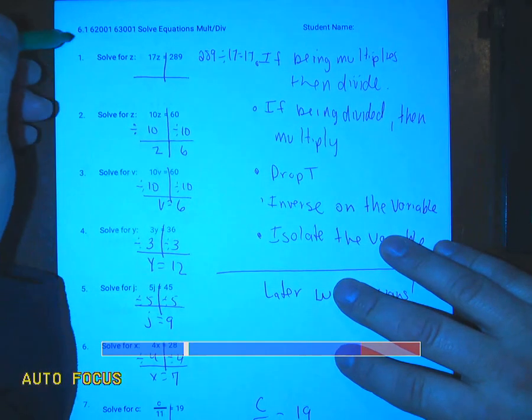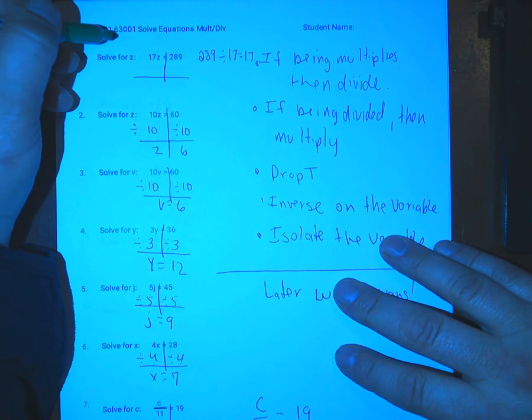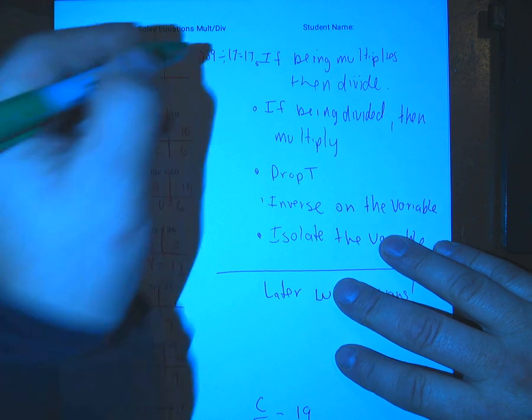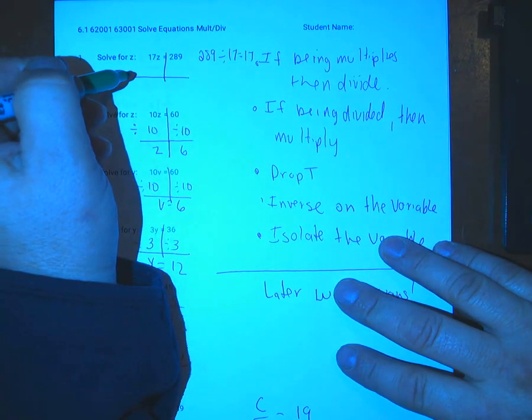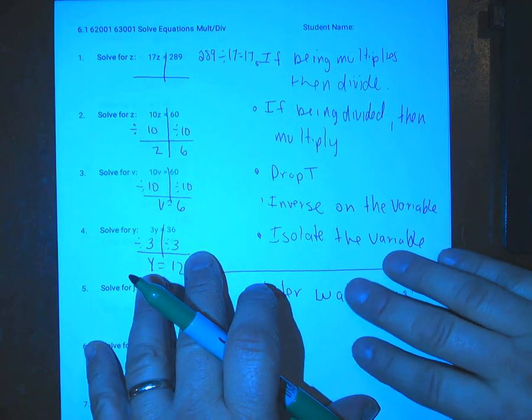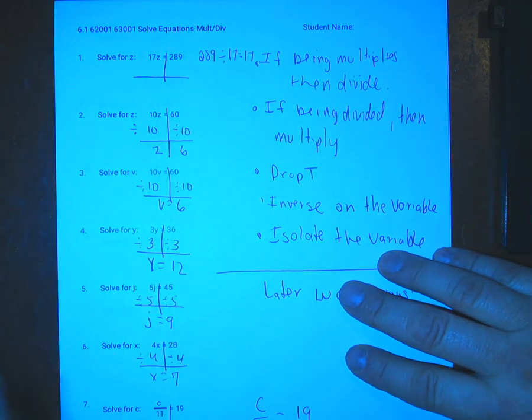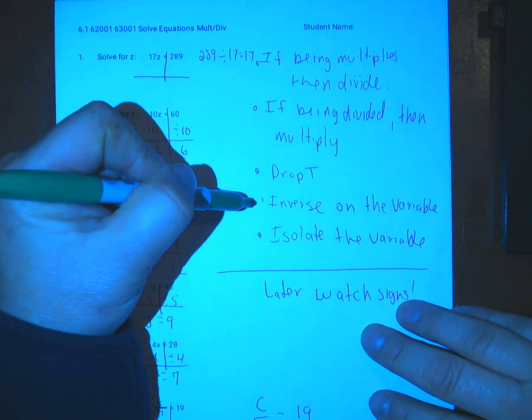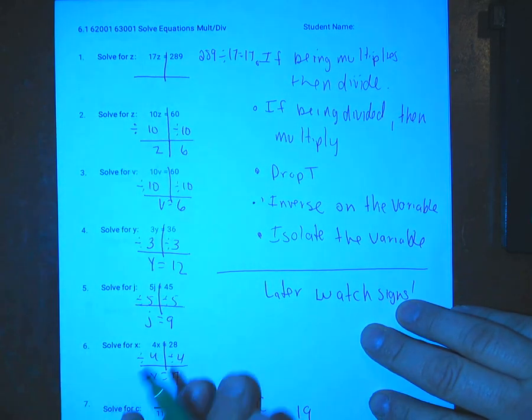Okay, here we have 6.1, 62001, and 63001. These are solving equations using multiplication or division. Remember, we did the ones with addition as well. So the steps are the same. We drop the t, we do the inverse operation, and we isolate the variable.